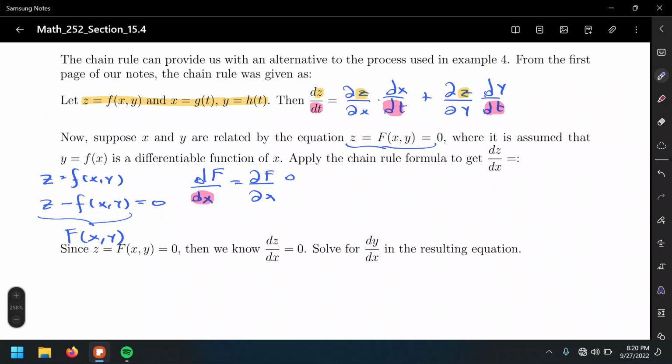So this will be times dx over, well, dt will become dx, plus partial, no longer z, that's big F, over partial y, and that's times dy dx. And in this case, notice this is equal to 0 because we're setting this new function equal to 0. But it should also be true that it's equal to 0 because, if this new function that we are defining equals 0, and we take the derivative of that function, well, what's the derivative of 0? So that's why that makes sense, right?